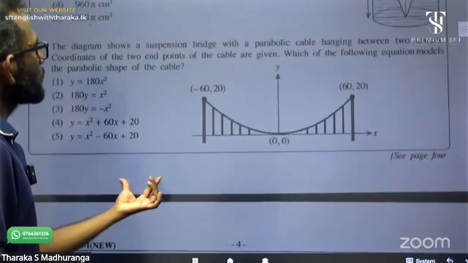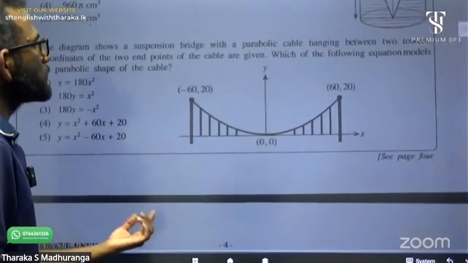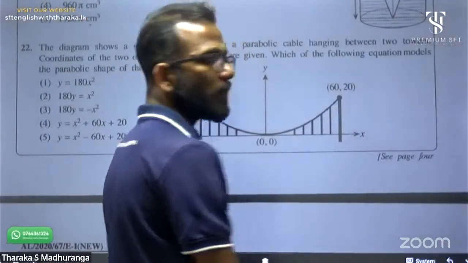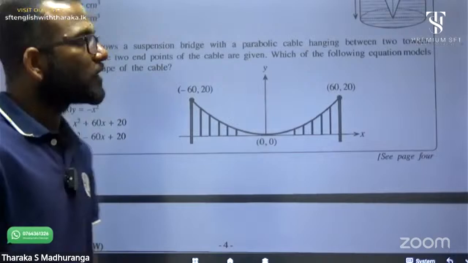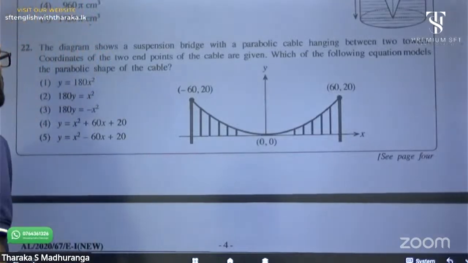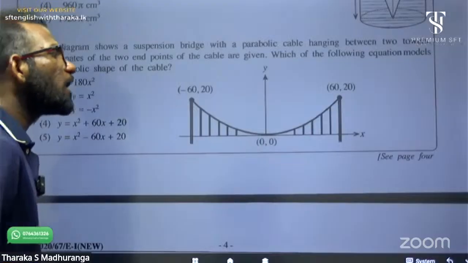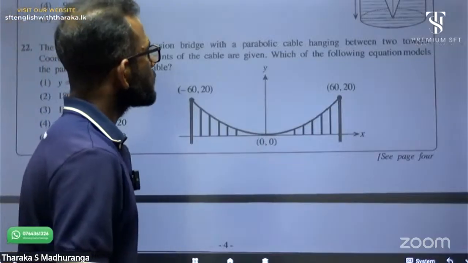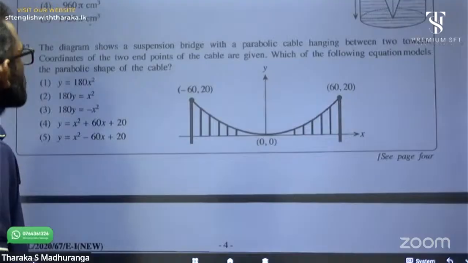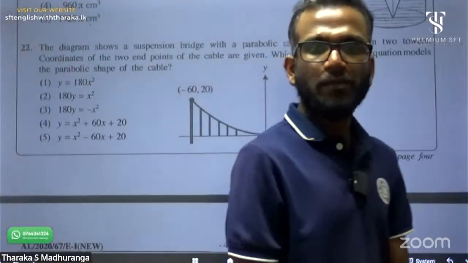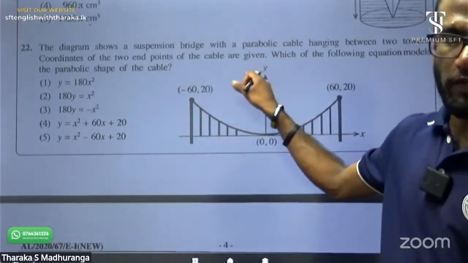The diagram show a suspension bridge with a parabolic cable hanging between two towers. The coordinates of two endpoints of the cable are given. Which of the following equation model the parabolic shape of the cable? Now parabolic shapes given, sketch diagram is given.